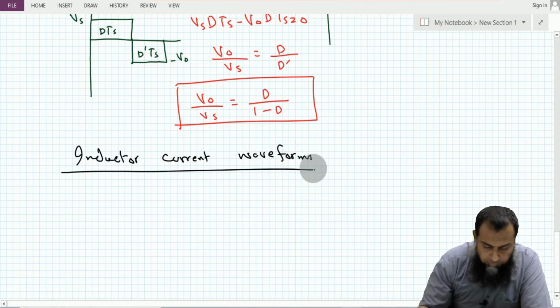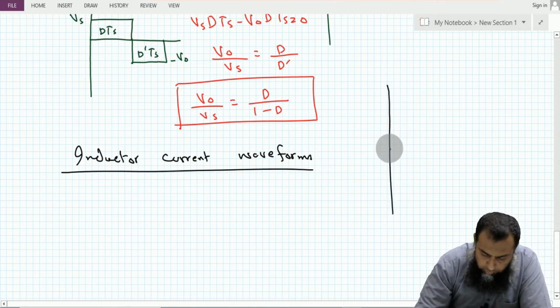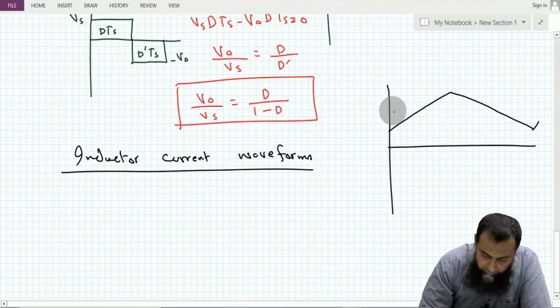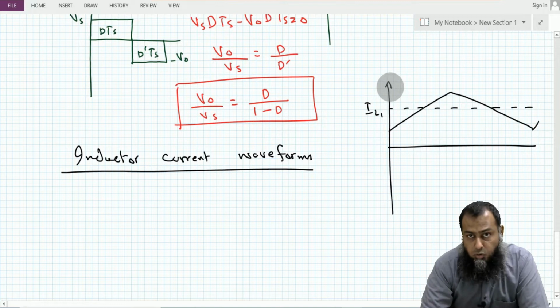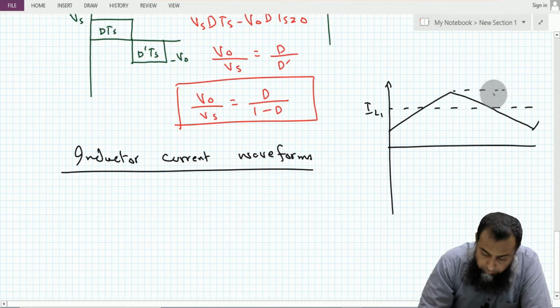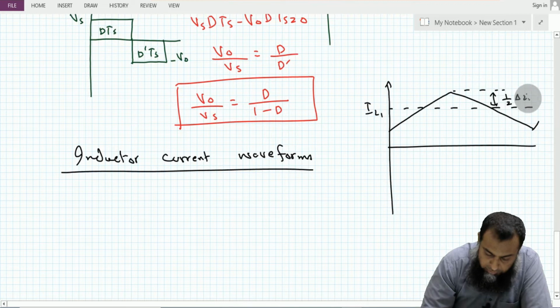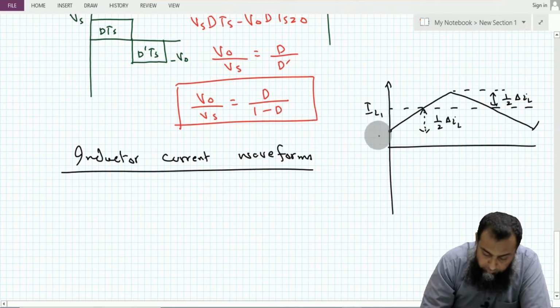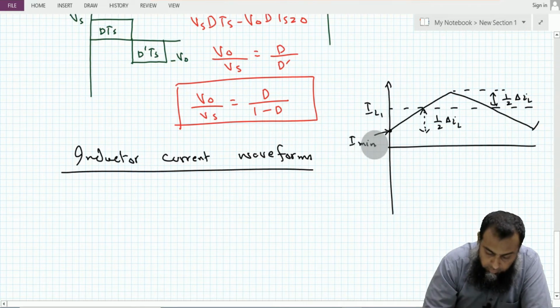So for the inductor current waveforms, we do know that if a converter is operating in continuous conduction mode, then we have an average current IL1 for the inductance L1, and IL2 will be the average current flowing through the inductor L2. From this average current to the peak, we have half of the delta IL, which is the peak-to-peak ripple, and half of the peak ripple is below the average value, which starts from the minimum value of the inductor current. Here we have this Imax.